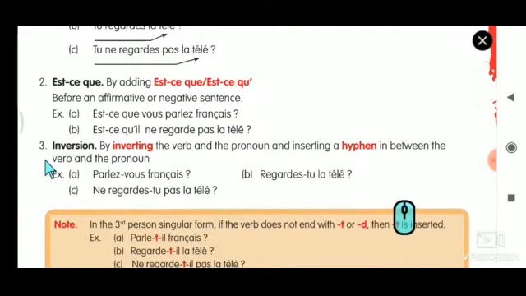Type 3 is totally different. That is inversion, by inverting the verb and the pronoun and inserting a hyphen between the verb and the pronoun. So that is: Parlez-vous français? Regardes-tu la télé? Ne regardes-tu pas la télé? This is inverting. If you just notice, the subject is coming second and the verb is going first. That is the method of inversion, and to denote that it is inverted we use a small hyphen in between.